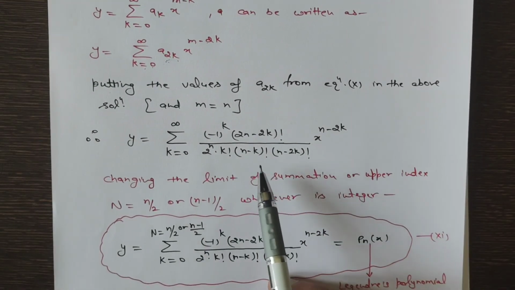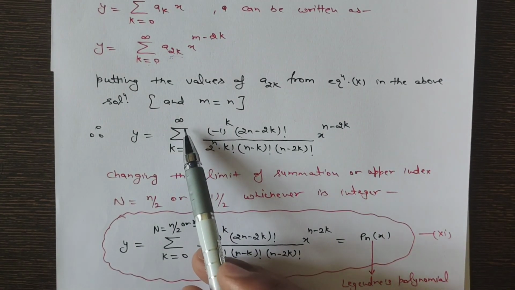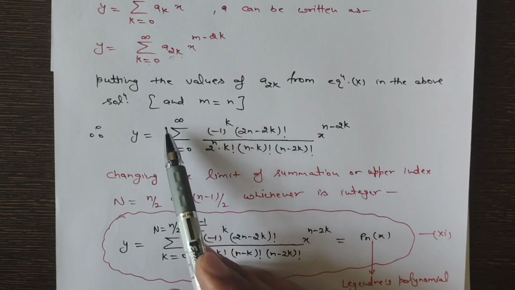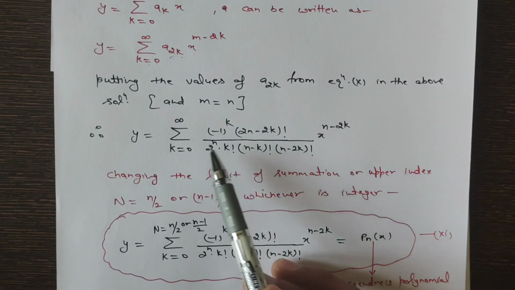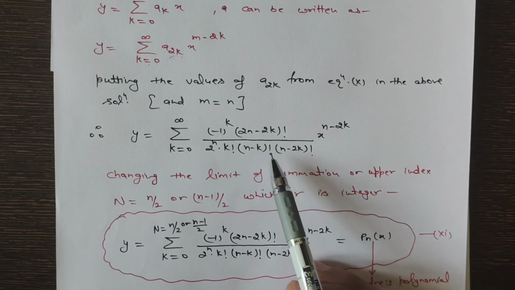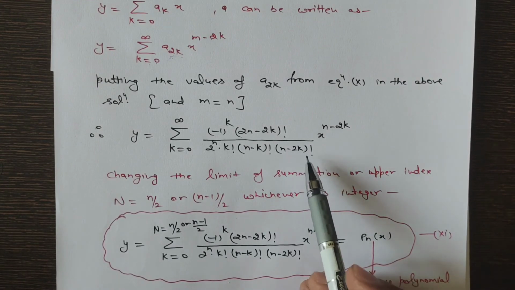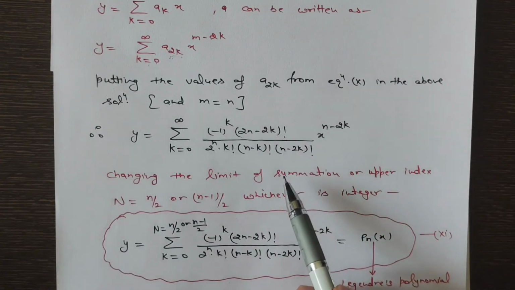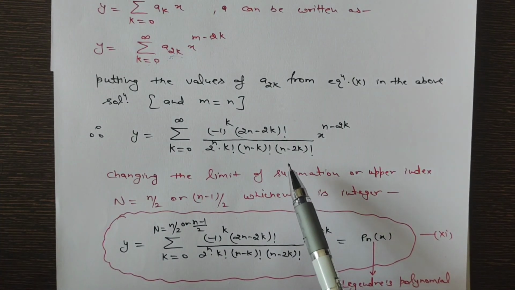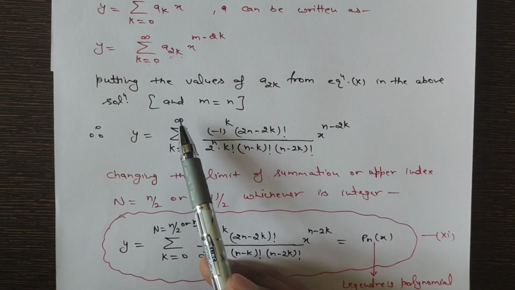Now look at this term. In the denominator we have n minus k factorial, n minus 2k factorial, and the summation is actually running from 0 to infinity. So we have to change the upper index of the summation, because when k is greater than n, or when 2k is greater than n, the argument of the factorial function will be negative, and this function is not defined when the argument of the factorial function is negative. So in order to eliminate that condition, we have to somehow restrict this summation index. And how can we do this?